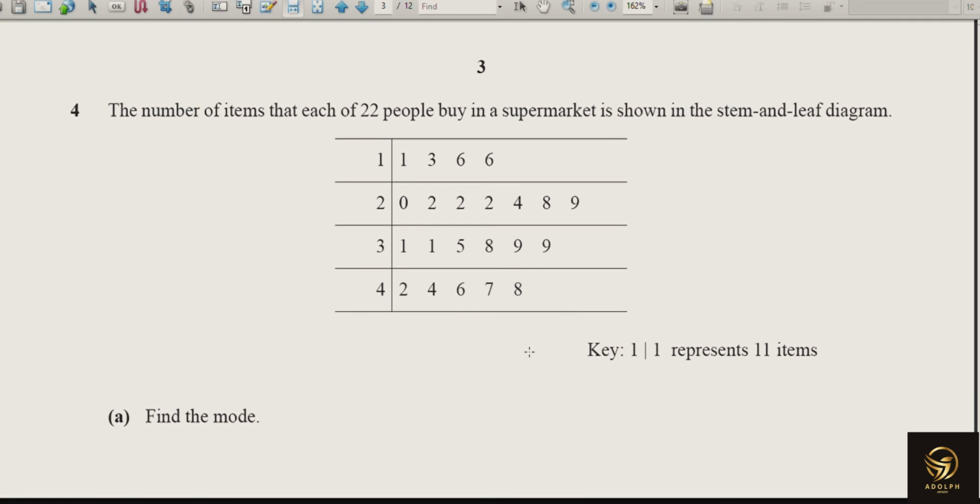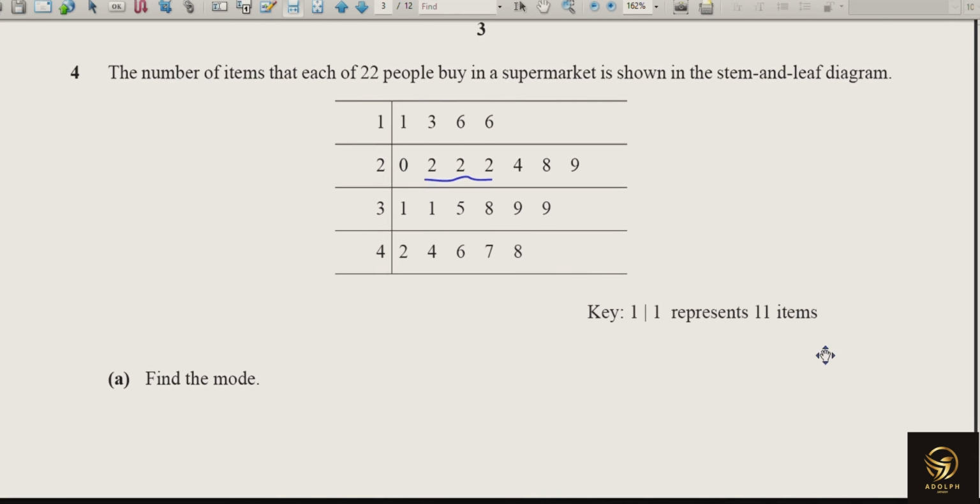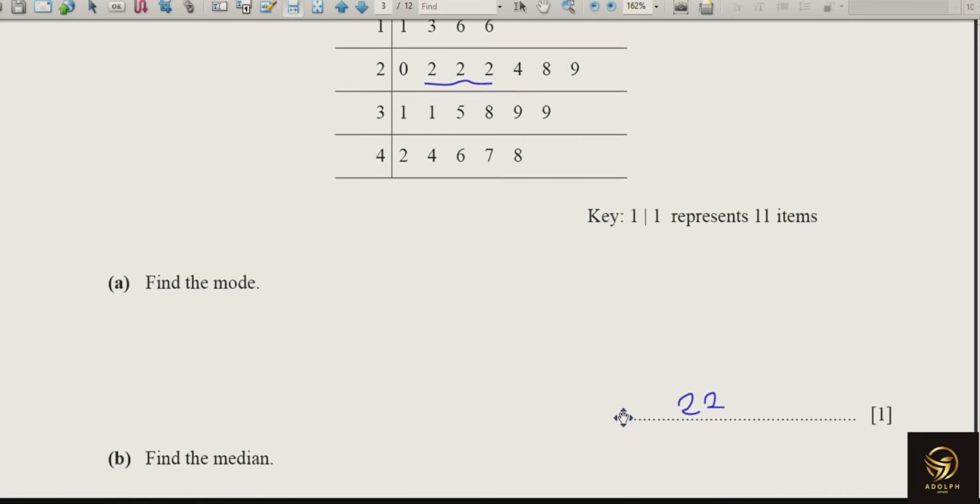The number of items that each of 22 people buy in a supermarket is shown in the stem and leaf diagram. Find the mode, so which value has repeated. So this 3 times it has repeated, and no other values have repeated 3 times. So it is going to be 22. So mode is 22. Find the median.